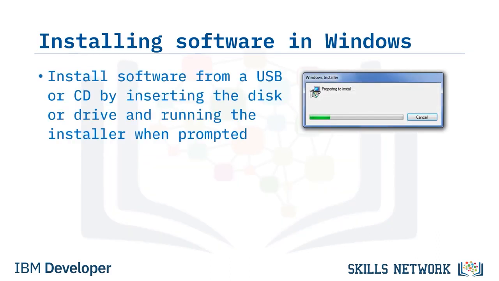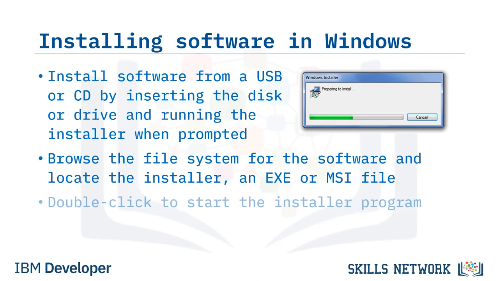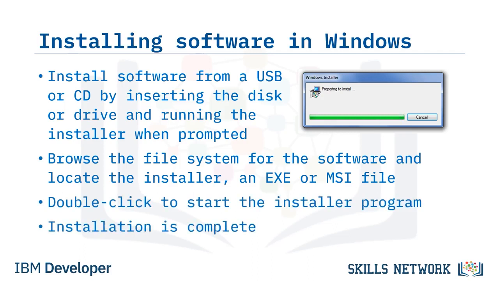To install software from physical media, such as a USB or CD, insert the disk or drive and wait for a prompt to run the installer. Sometimes the installer will run automatically. If the installer does not start automatically, browse the file system for the software. Locate the installer, usually an EXE or MSI file, and then double-click to start the installer program. When installation is complete, the application should start.